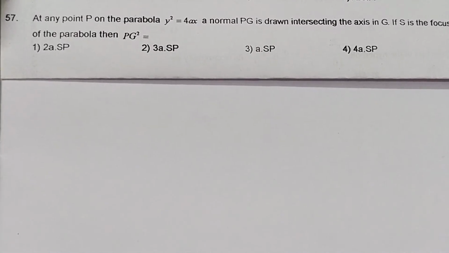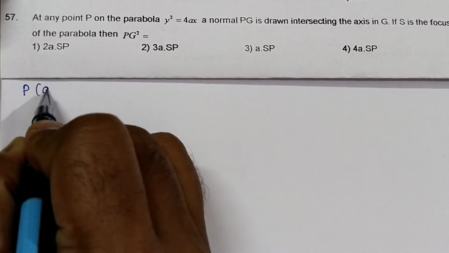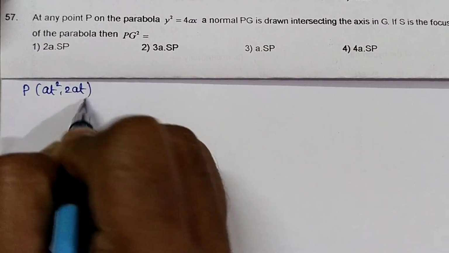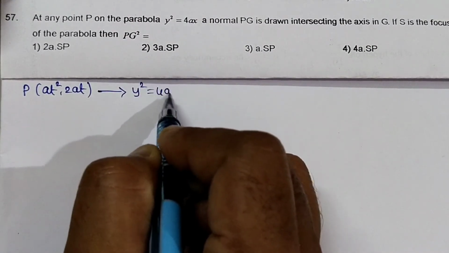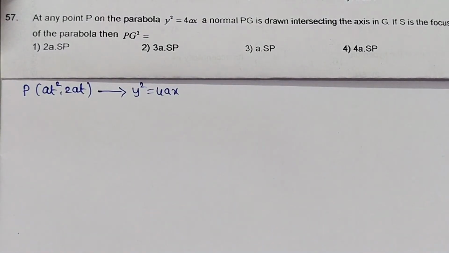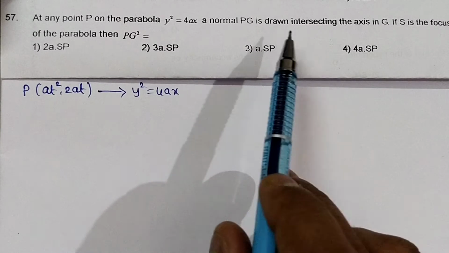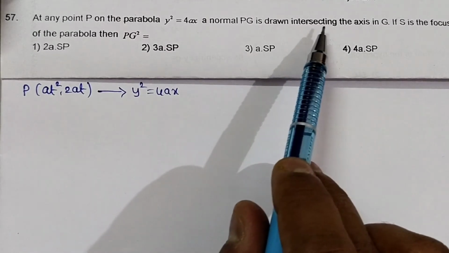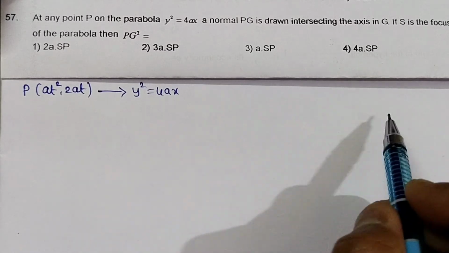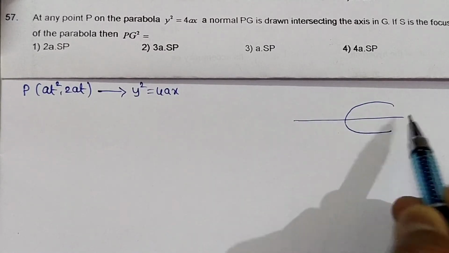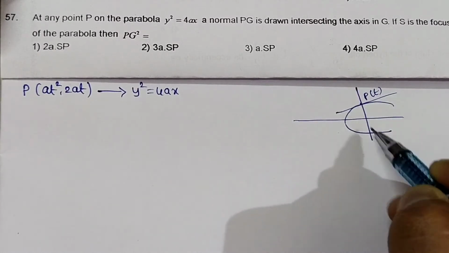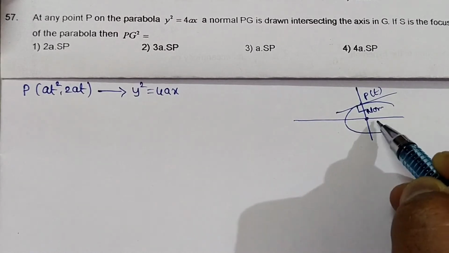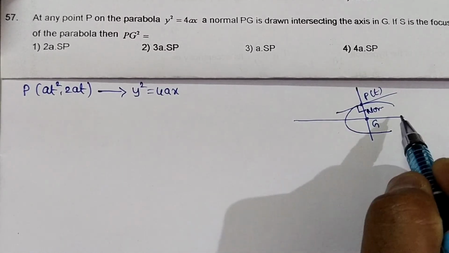In question number 57, at any point P on the parabola, we are assuming the point P is at square comma 2at, on the parabola y square is equal to 4ax. After that, a normal PG is drawn intersecting at the point G. So the parabola is like this. This is the tangent at point t. So this is the normal equation. This is the normal which cuts at the point G on the axis of the parabola.